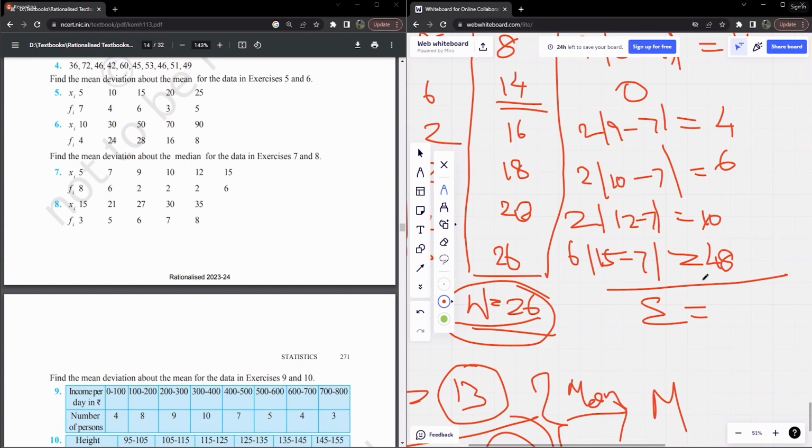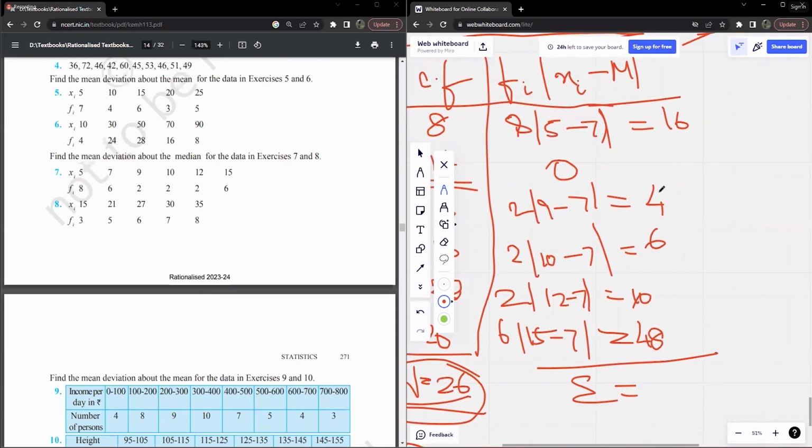So we have the cumulative sum being 16 plus 4 is 20. 20 plus 10 is 30. 30 and 48 makes 78. 78 plus 6 is 84.